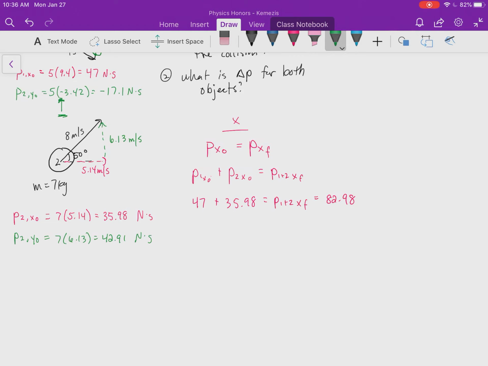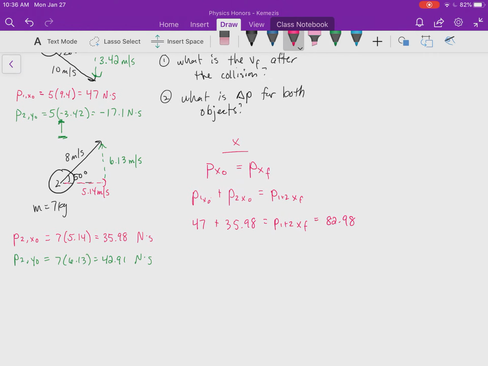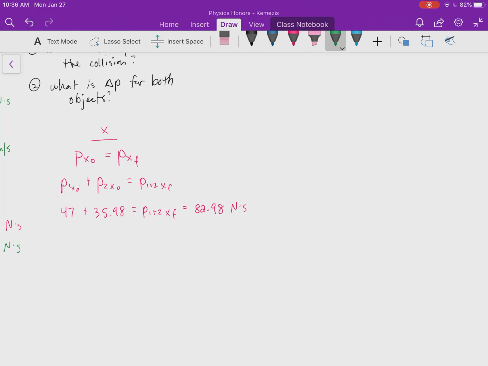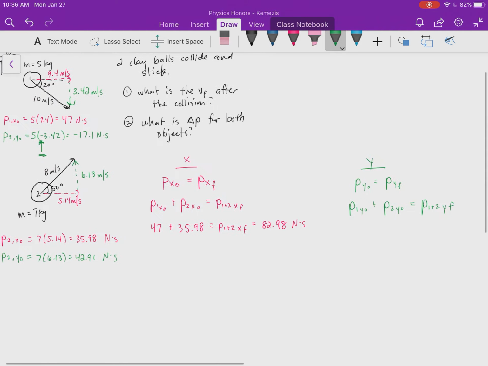I'm thinking of something different, sorry guys. The unit for momentum is also Newton seconds or kilograms meters per second. They're the same. Anyway, we can do the same thing in the y direction, where the momentum y before the collision is going to be equal to the momentum y after the collision. Again, we have two objects that have initial y momentum, and that is going to be equal to the momentum y after the collision.